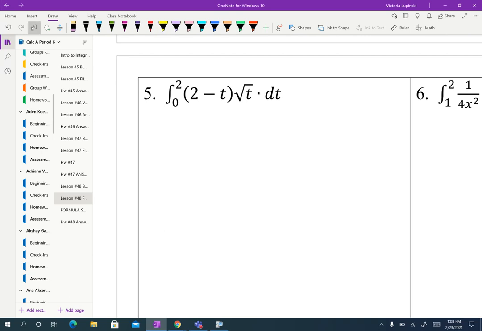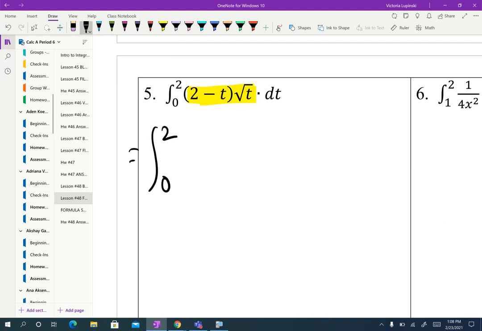So here in number 5, notice that you have 2 minus t times the square root of t. That looks like a multiplication. We do not currently have any formulas that allow us to integrate the opposite of the product rule. So that means we're going to have to go ahead and do a rewrite step. Remember, the rewrite step is sometimes the most important.